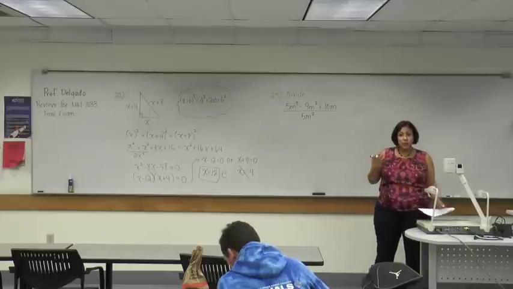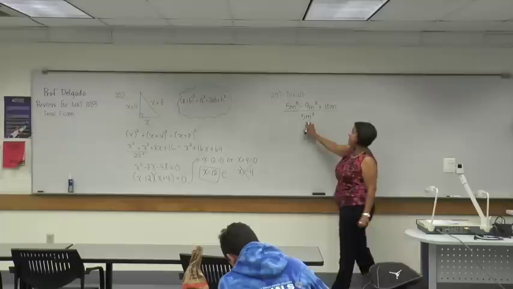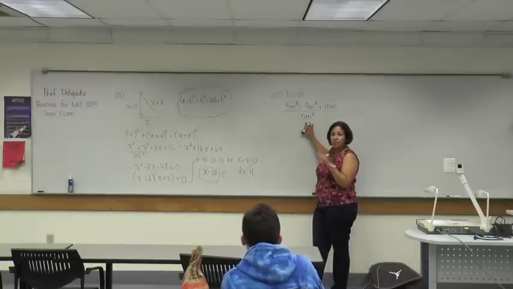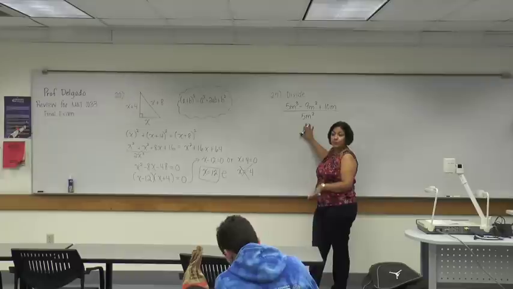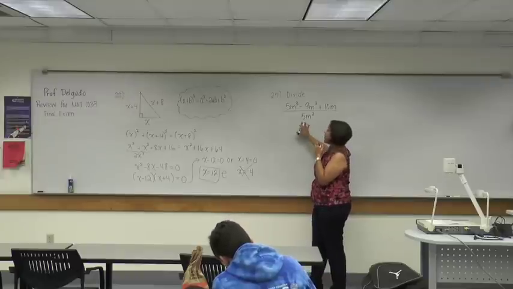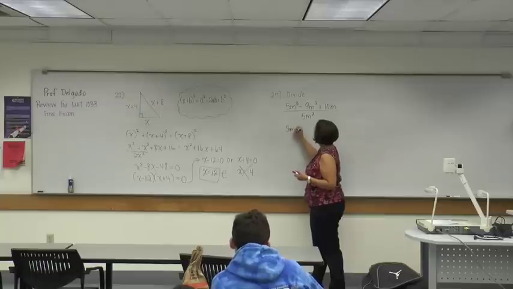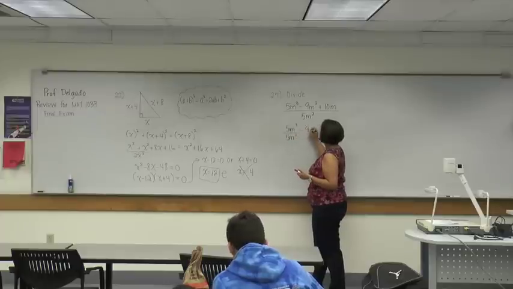Actually not too bad, because what we're dividing by is a single term. It's a monomial. It's more complicated if we have multiple terms in the denominator. Really, what we're going to do is what we would do if we were working with simpler fractions. You just write each term in the numerator over that denominator. And then we're going to simplify these separately.